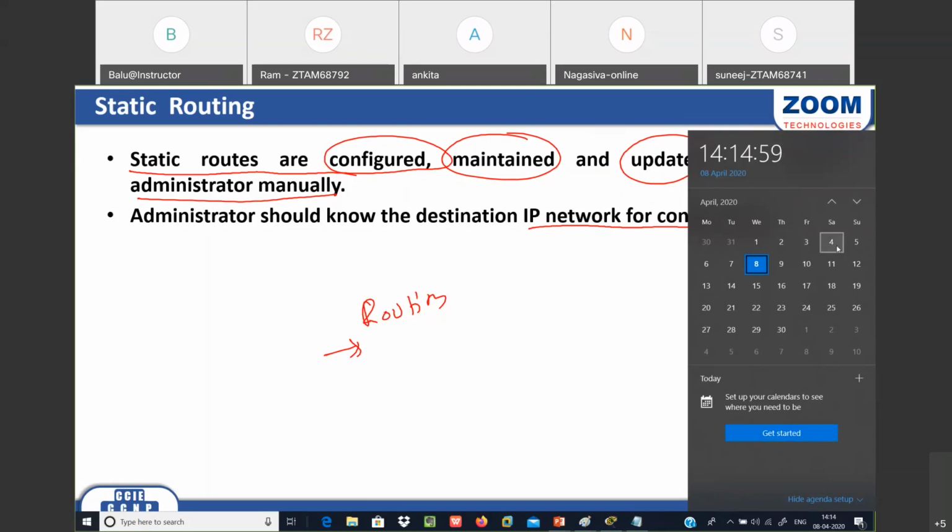And Saturday, 4th April, what topic have we discussed? Configuration of router. Like how we can configure a router initially: assigning host name, IP address, and passwords, creating a VTY console password. Any doubts regarding initial configuration? Like user mode, privilege mode, show commands. No doubts, right?